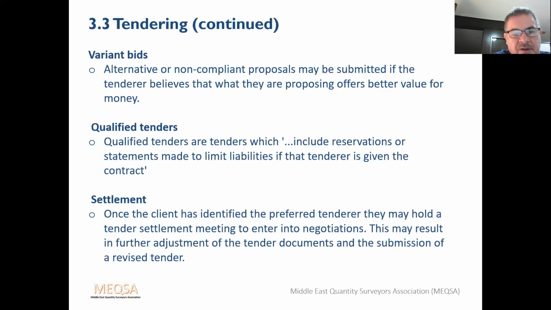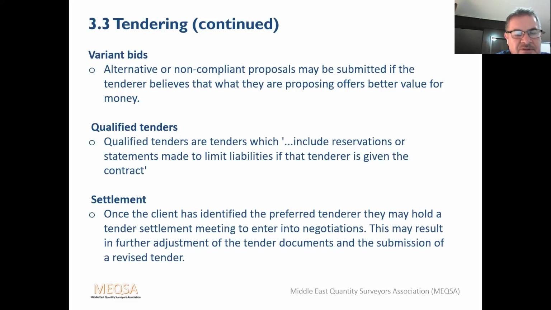Qualified tenders. Now, qualified tenders are tenders which include reservations or statements made to limit liabilities if that tender is given a contract. Settlement. Once a client has identified the preferred tender, they may hold a tender settlement meeting to enter into negotiations. Again, this is very common in the Middle East.